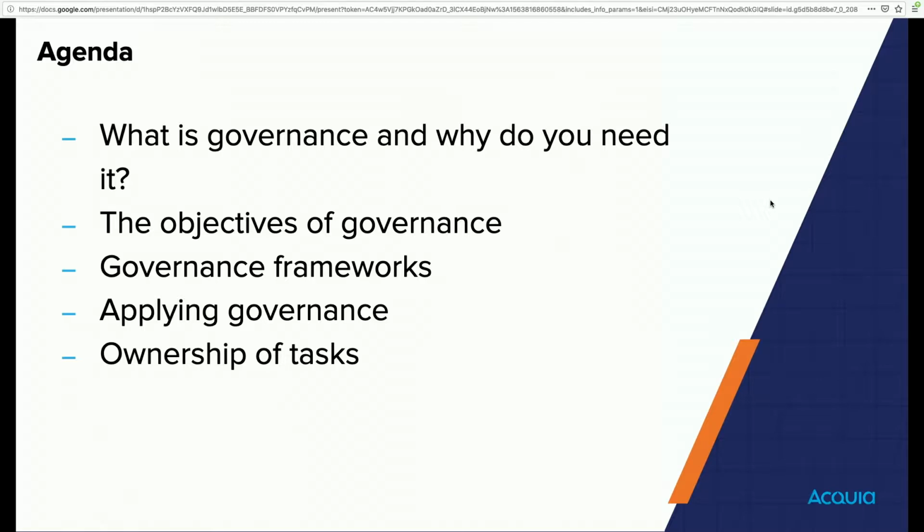All right, so for our agenda today, we're going to talk about what governance is and why you need it. Then we're going to jump into the objectives of governance and then move into different types of governance frameworks. Then we'll talk about applying the governance to your organization, and then we'll talk about the ownership of tasks and the different roles.